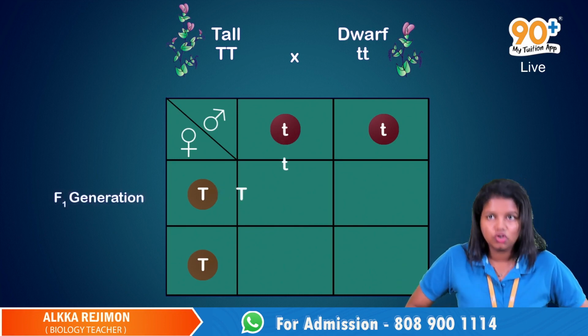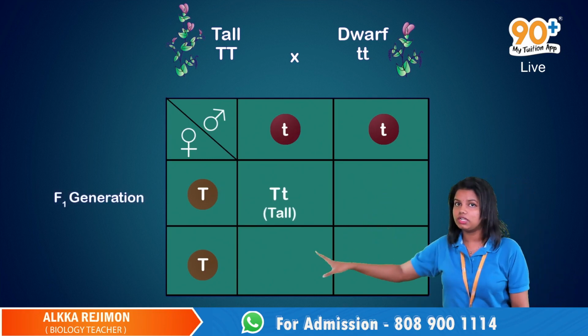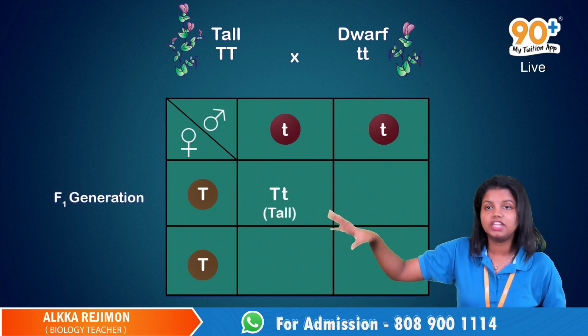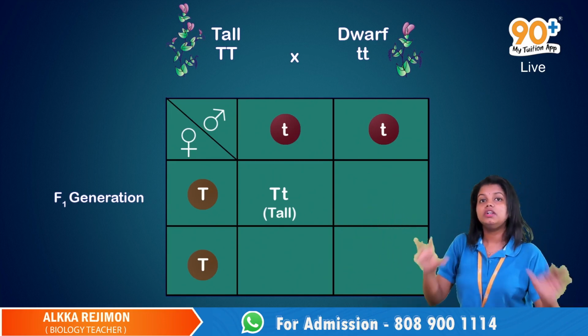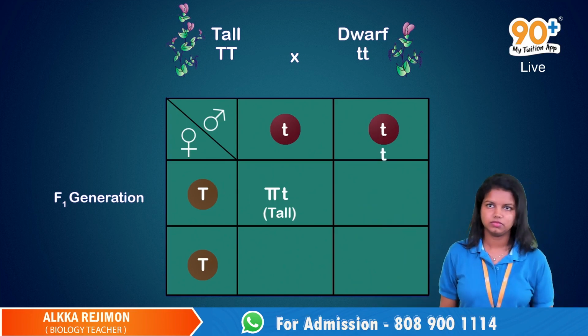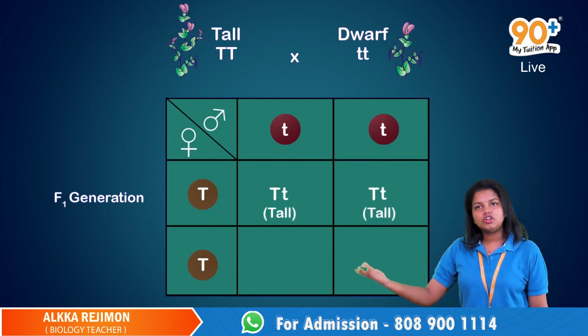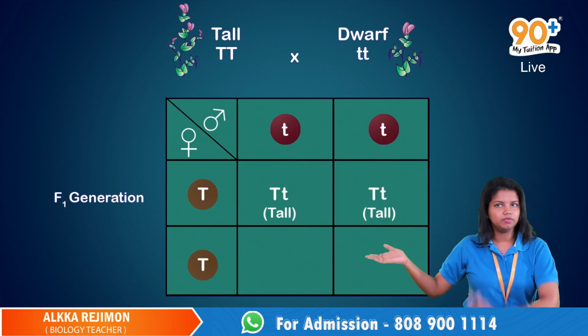Yes. So the first child would be capital T small t, which means capital T will be the dominating character there. So the first offspring will be a tall pea plant. Then the second one. Yeah, that is also another capital T small t, which means another tall pea plant would be produced.